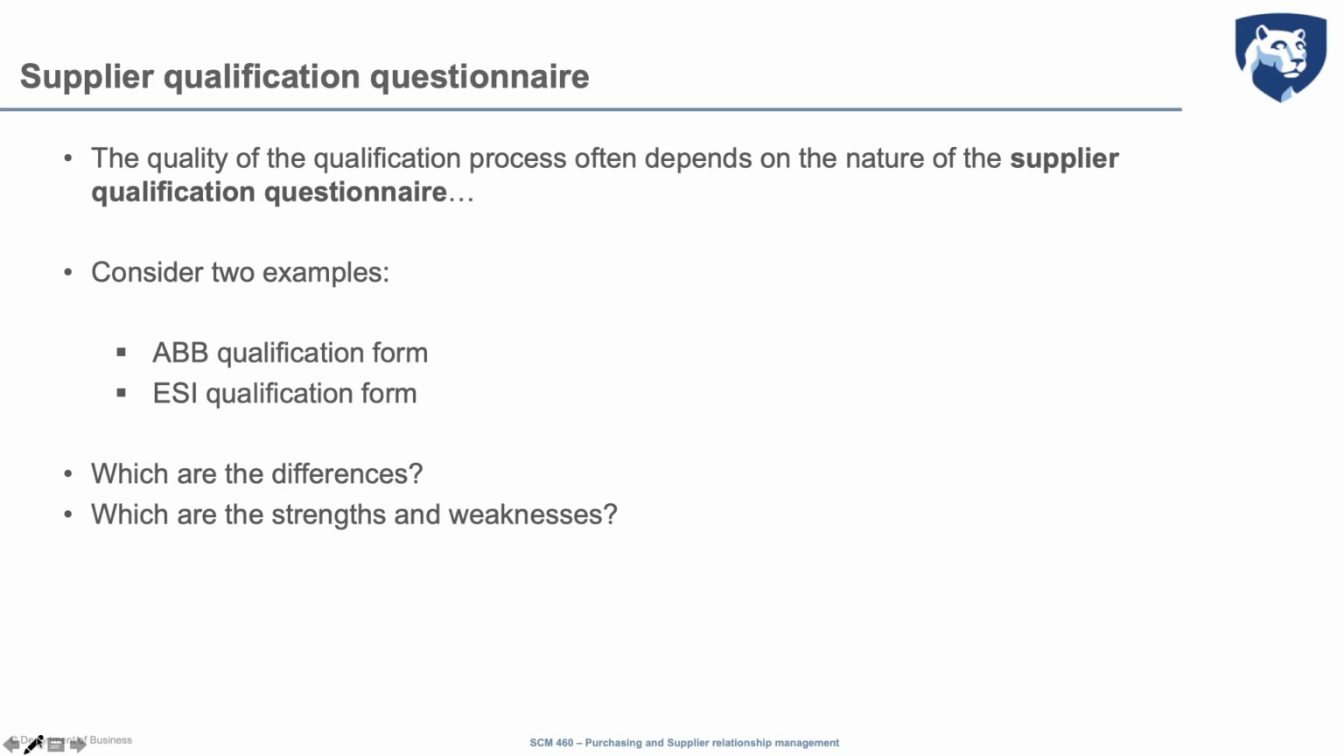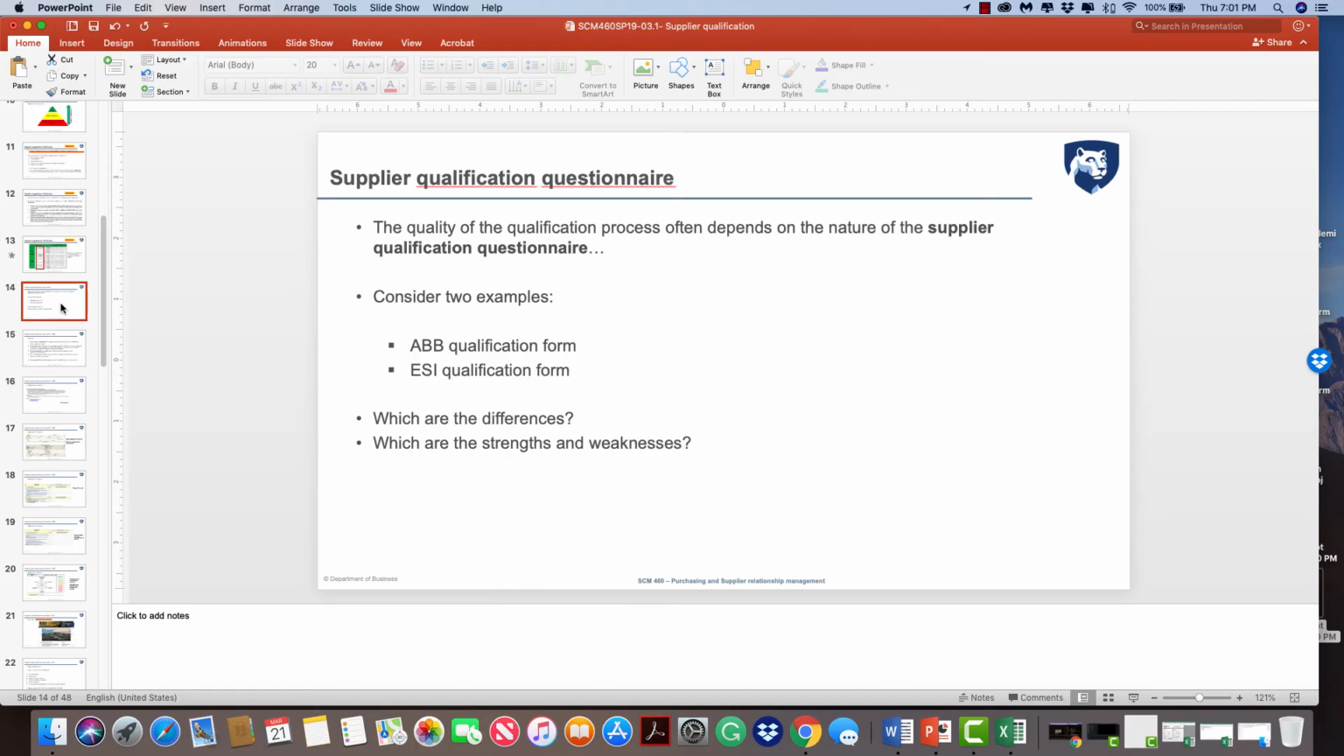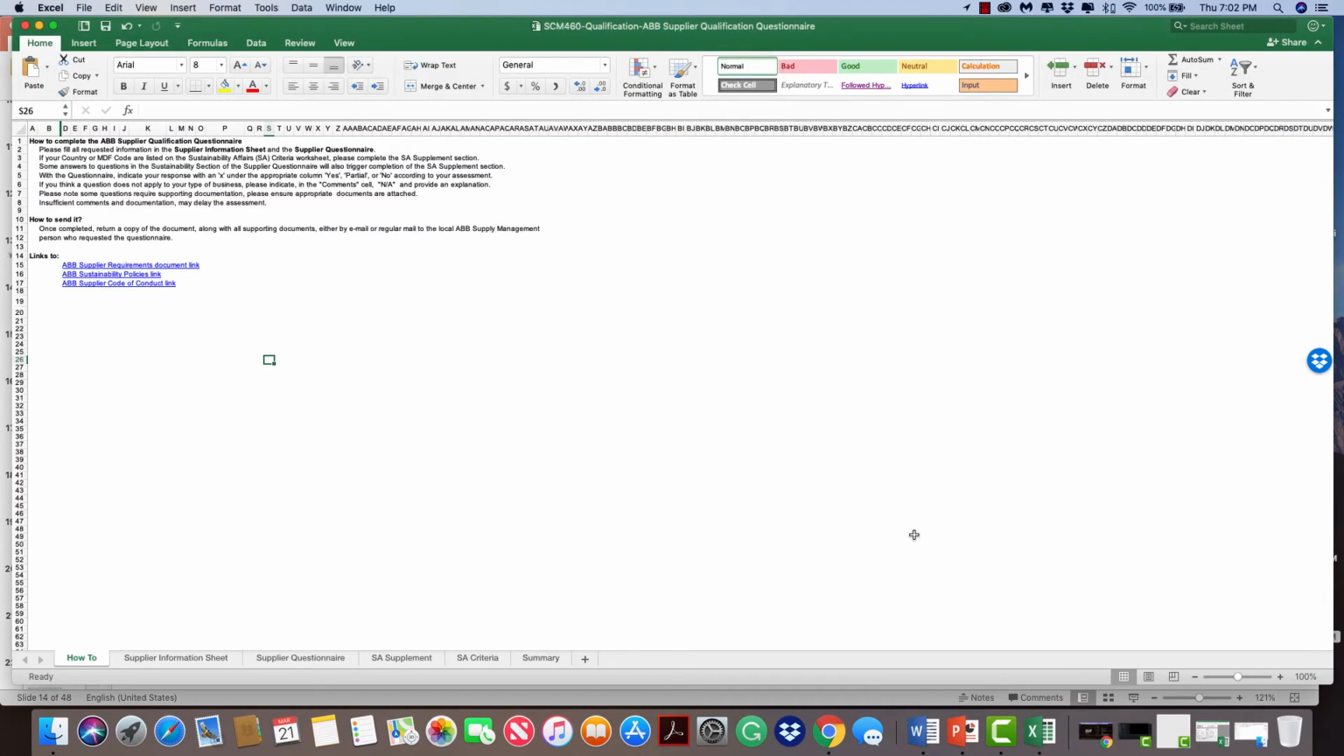In this case, we analyze two examples: the ABB qualification form and the AZI qualification form, which are two different companies, and we will see some differences and some strengths and weaknesses of these two types. So, two different tools, two different examples of qualification questionnaire, and both of them are available to you. Let's start with the ABB supplier qualification questionnaire.